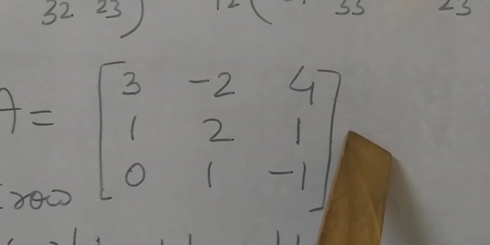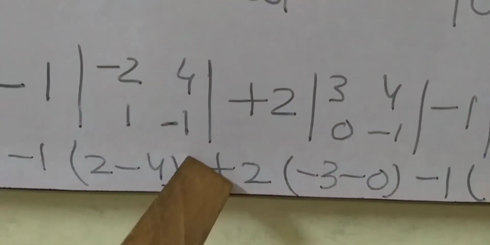Now delete its column and row. The first column is deleted and the second row is deleted. Left elements: minus 2, 4, 1, minus 1. Written as minus 2, 4, 1, minus 1.